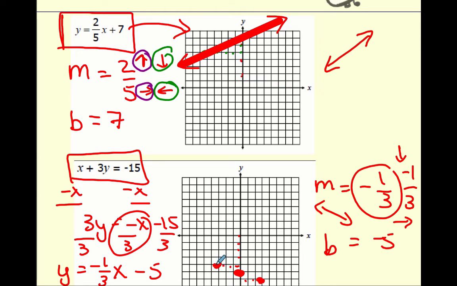So now I go ahead and I get my line. And I join those points. And I remember, since it's a line, I got to put arrows because it goes on forever and ever.